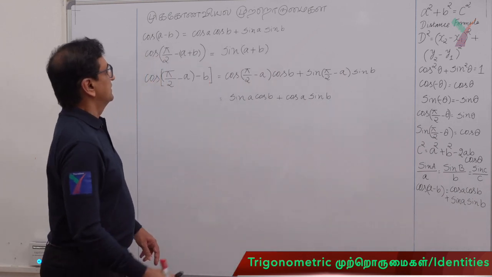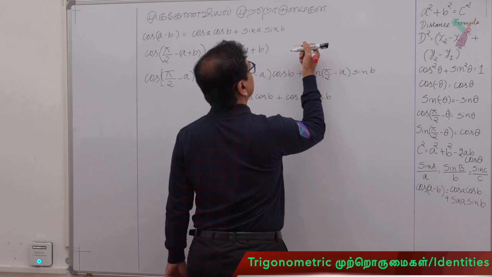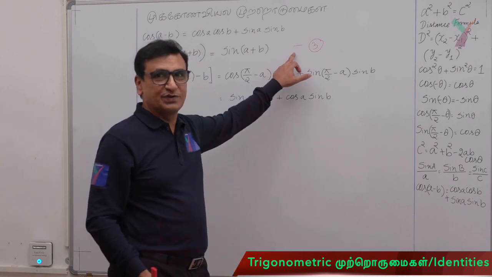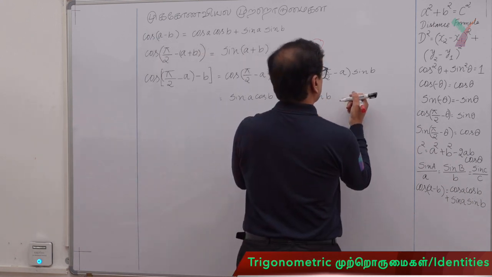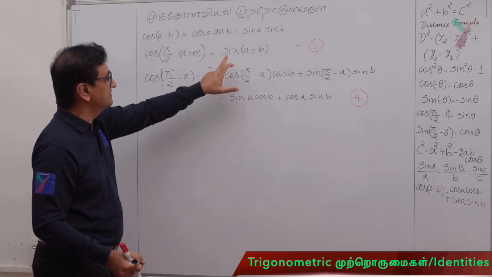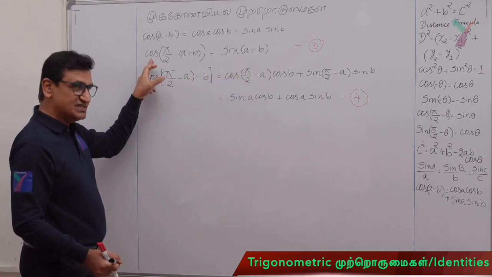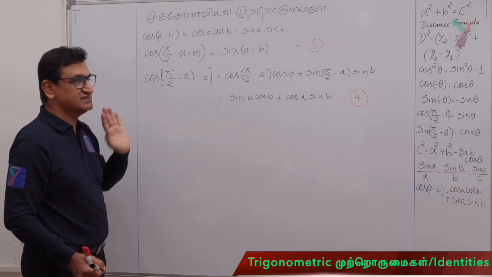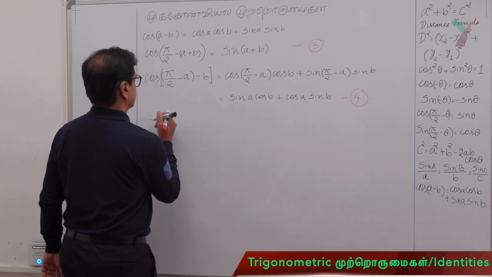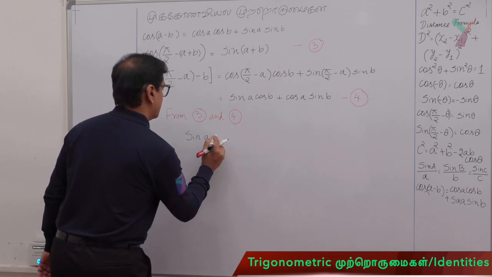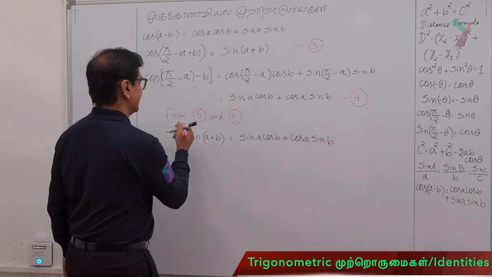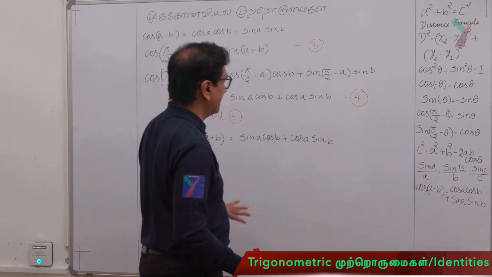Okay, now let me call this equation 3, because we have already exhausted 1 and 2 earlier. So this is equation 3 and this is equation 4. And equation 3 and 4 are one and the same, because this is sin(a plus b), and I have just written cos(pi by 2 minus (a plus b)) as this. So sin(a plus b) should be equal to sin a cos b plus cos a sin b. So this is my next identity. Okay, I'll transfer it here and continue further.